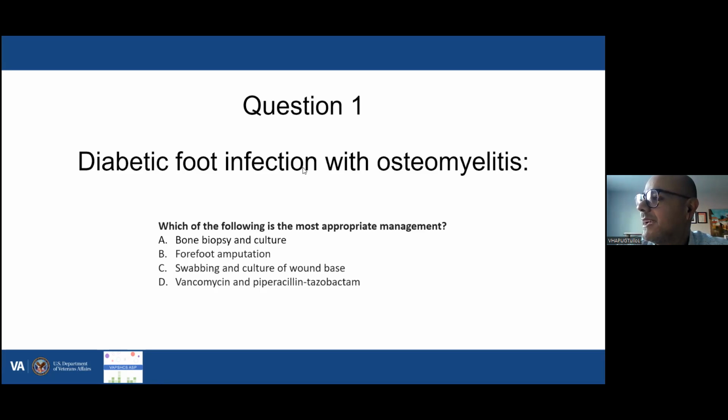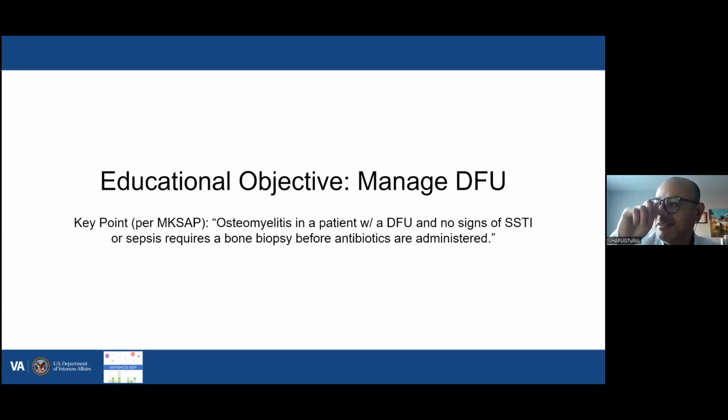A bone biopsy and culture. Fantastic. All right. That is correct. So the key point here is that if you have a patient with osteomyelitis that is stable without any local signs of infection, you can wait before you give antibiotics and get as much diagnostic certainty and cultures before you start antibiotic therapy.